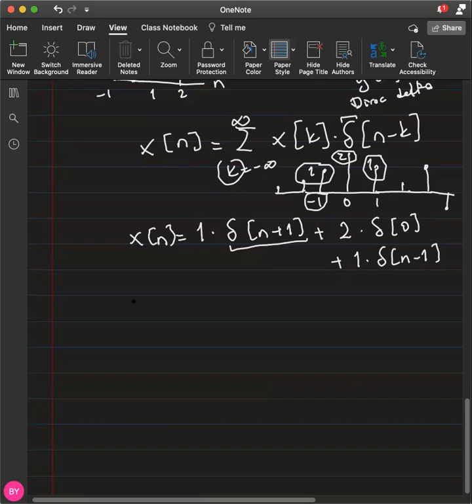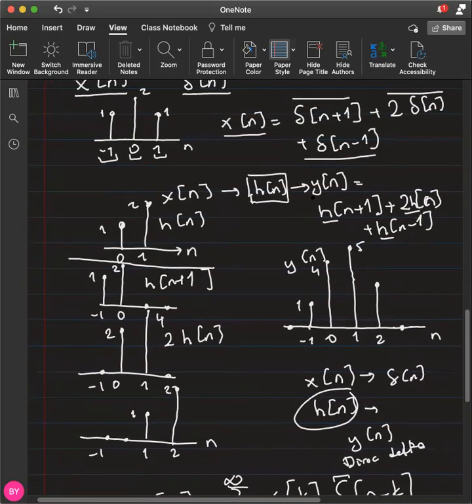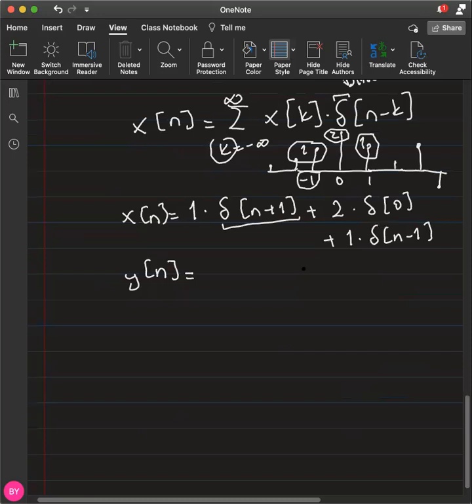And here, how did we write y of n? We have written, as you can see here, y of n as shifted versions of h of n, right? So what can I write here, arkadaşlar? So the output will be summation of k from minus infinity to plus infinity x of k times h n minus k, right?